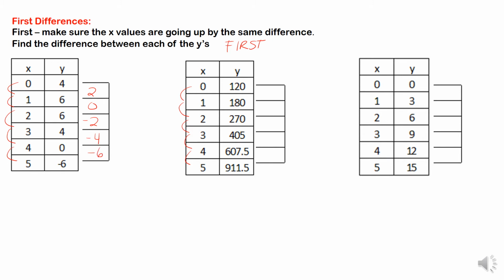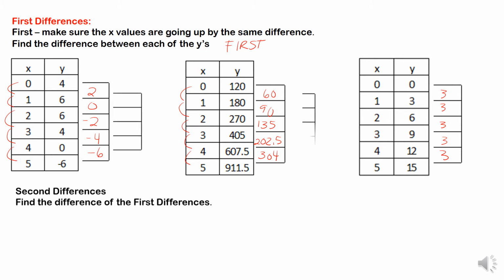I'm going to go over here. How much is this one going up? It's going up by 60 here, then it's going up by 90 here, and it's going up by 135 here. It's going up by 202.5 here, and it's going up by 304 here. So we don't see a real pattern there. And then the last one, it's going up by 3, by 3, by 3, by 3, by 3. My first difference is the same in all of those.